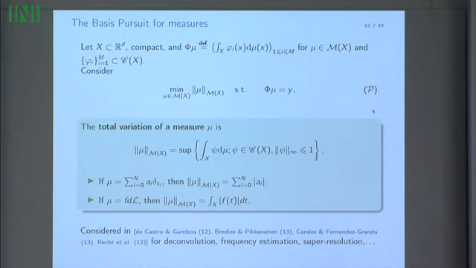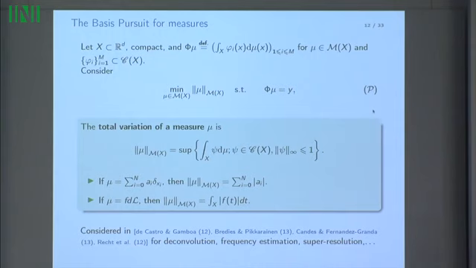I have some measurements phi mu from the measure that I want to reconstruct, and this is just the integration of some continuous function against my measure. And I have m measurements like this, m integrations of continuous functions against this measure. So I can try to minimize the Radon measure, or the total variation norm, of my measure mu under an equality constraint with my observations.